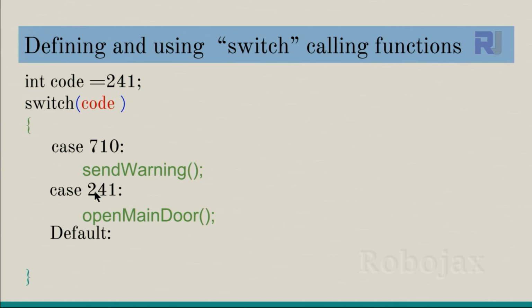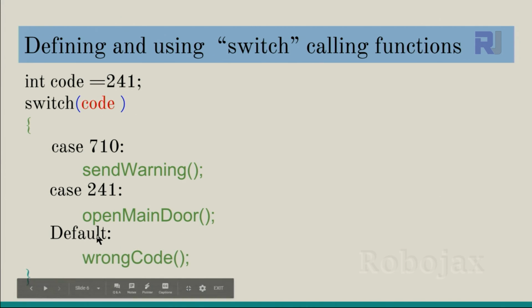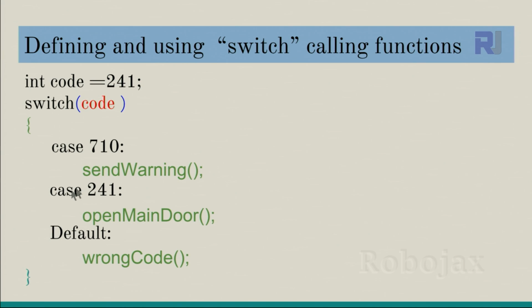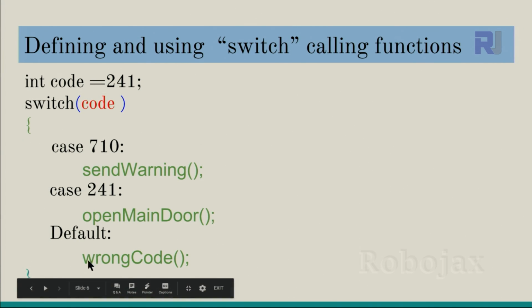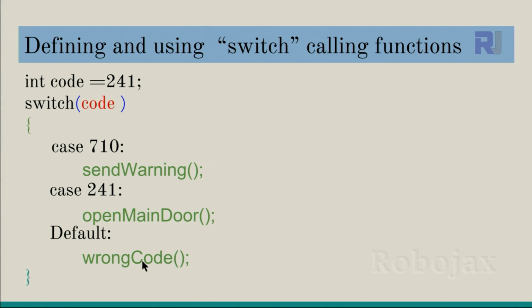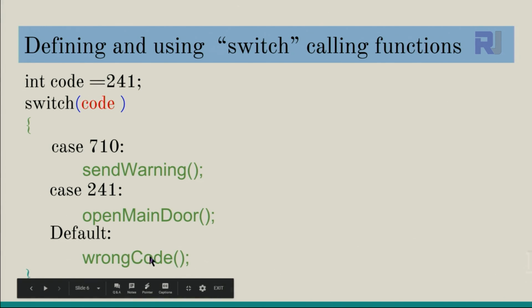Or if the code is equal 241, then open main door. Default, if this is not true, this is not true. You can have hundreds of these cases. Not true, then say wrong code. Wrong code means another function: send SMS to someone, inform them, or take a picture, or shut the door, or do something else. So this is just a function.